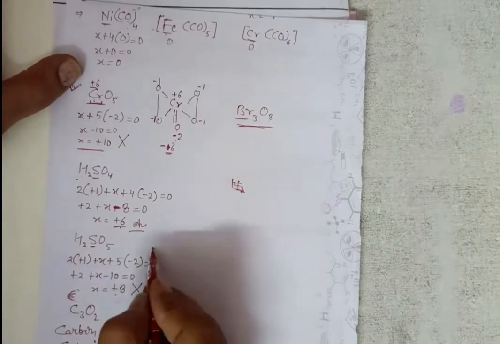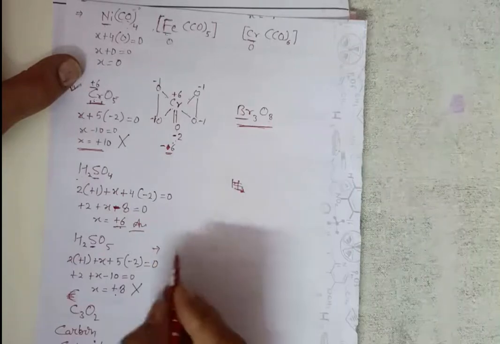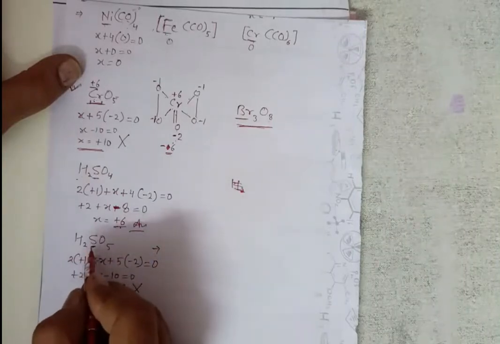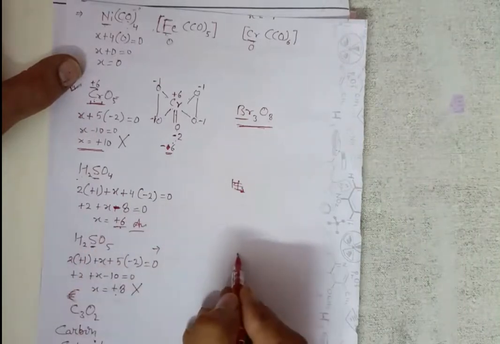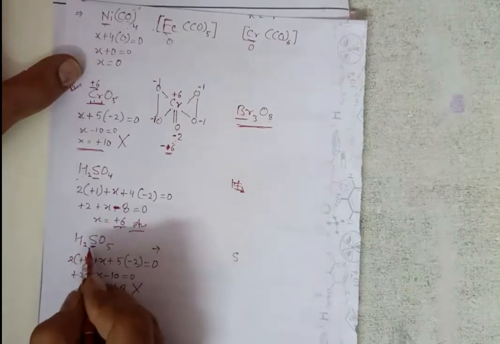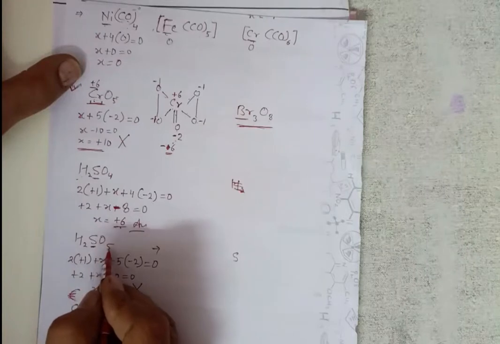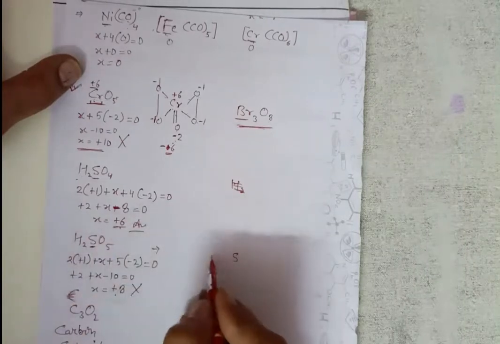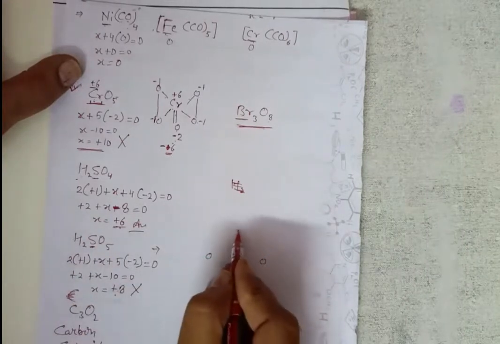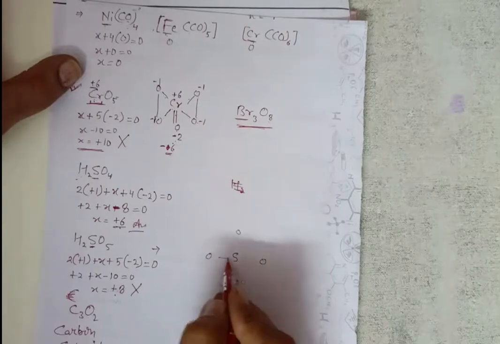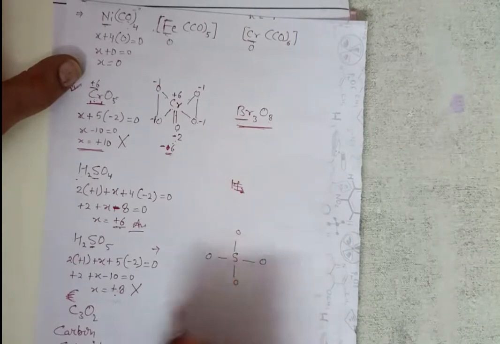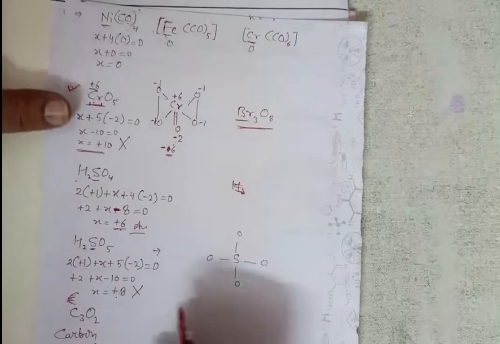Then what will we do? Then we have to write the structural formula for this one. Okay, now I write sulfur here because this is the single atom. It is called the central atom. Now I have to write 5 oxygen first. Okay, I write 4 first: 1 2 3 4. These all are bonded with sulfur, so I write at least 1 bond.